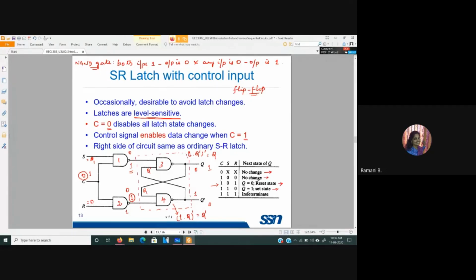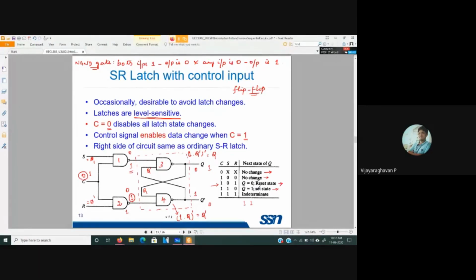And when both are 1, you will get the 0, 0 output, as this will also become 1. So 1 and 1 will give me 0 in both the places. If one of the inputs to the NAND gate is 0, the output is 1. So both Q and Q bar are going to be 1 over here actually, and this becomes the indeterminate state. Okay, do you understand this?